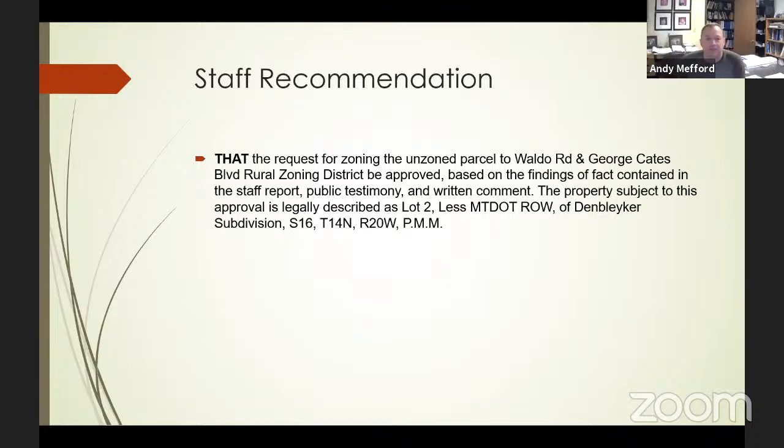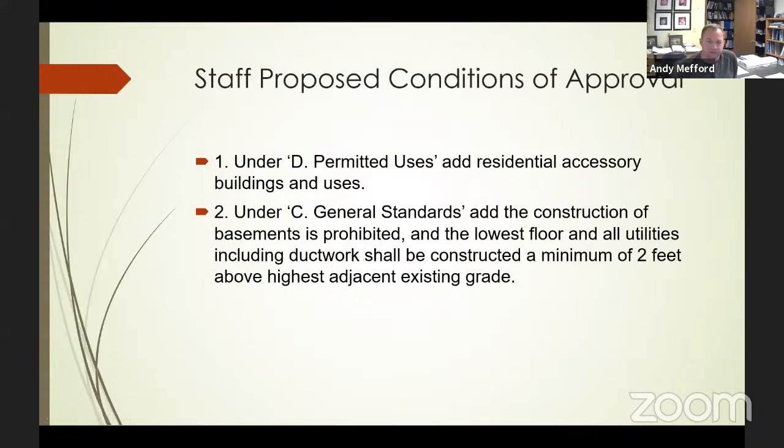Off the recollection, there was an amendment to add a section about permitting accessory residential dwelling units or accessory dwelling structures to the single family, as I recall, permitting residential accessory buildings and uses for Section D. And then also, I'll just read them. Under D, permitted uses, add residential accessory buildings and uses as a condition of approval, bullet 1. And bullet 2 would be under Section C, general standards. Add the construction of basements is prohibited, and the lowest floor and all utilities, including ductwork, shall be constructed at a minimum of 2 feet above highest adjacent existing grade.